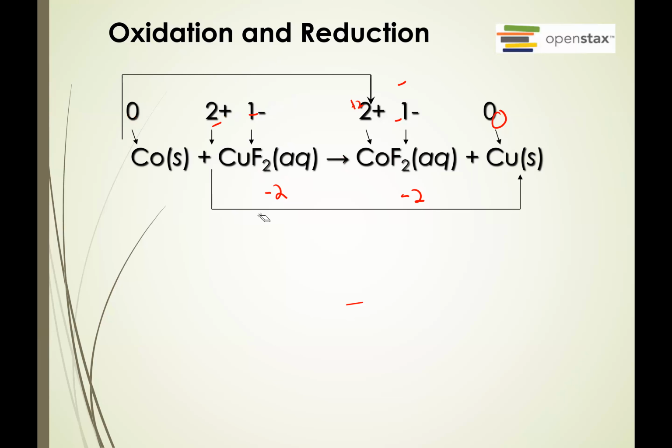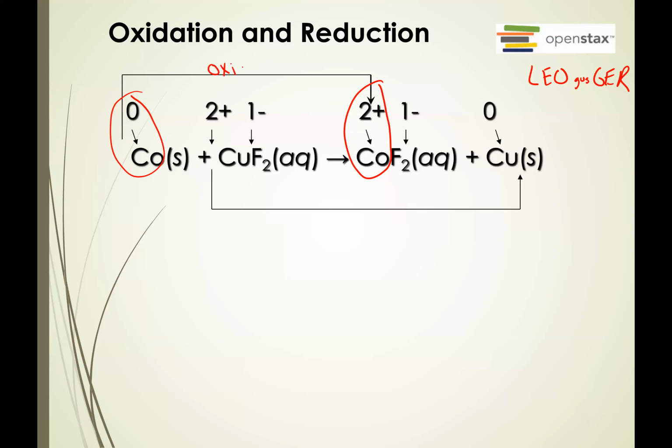So here's the same thing we just did. The first thing we do is identify the oxidation states. Okay, done. Got that. Check. Now we need to figure out who was oxidized and who was reduced. So I have a little help here. If we look at cobalt, it started at 0 and ended at +2. Did it lose or gain electrons? It lost electrons. LEO goes GER. So if it lost electrons, it must be oxidized.